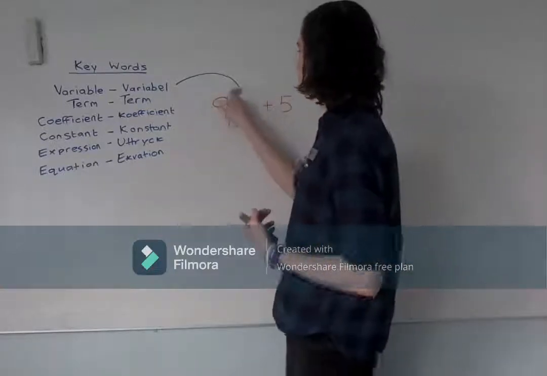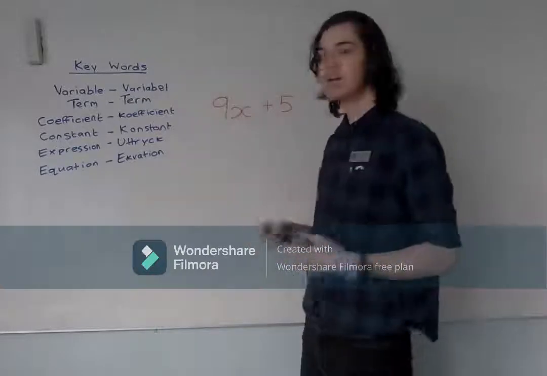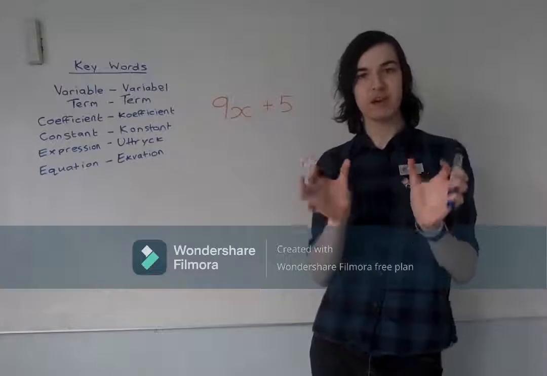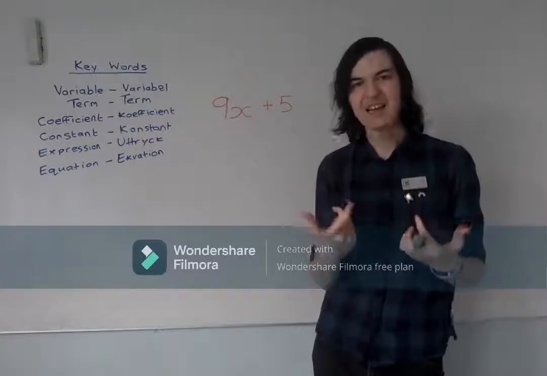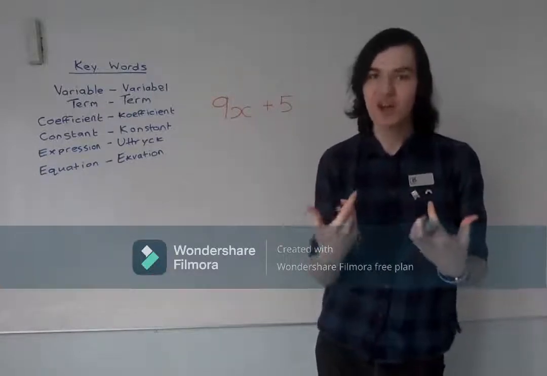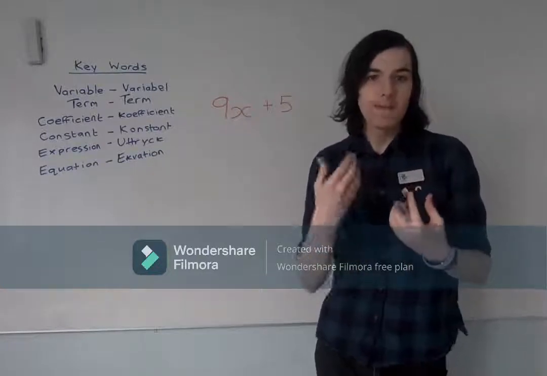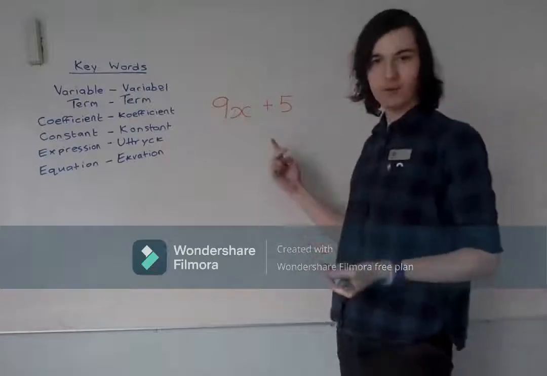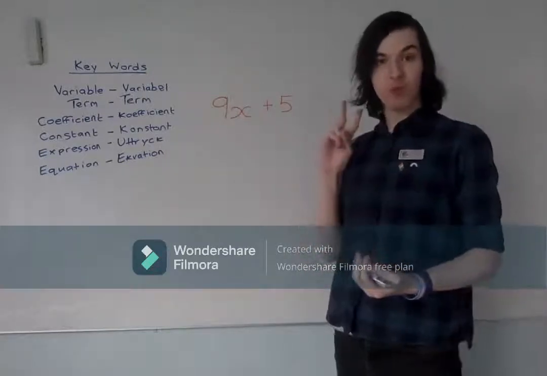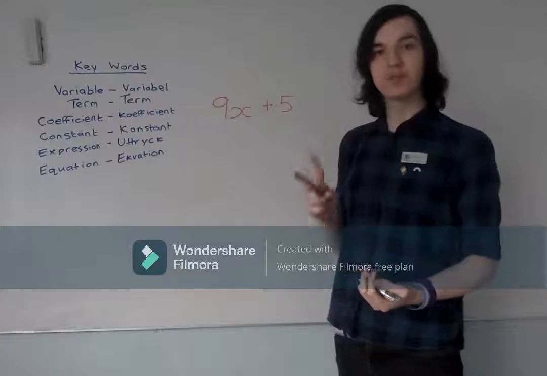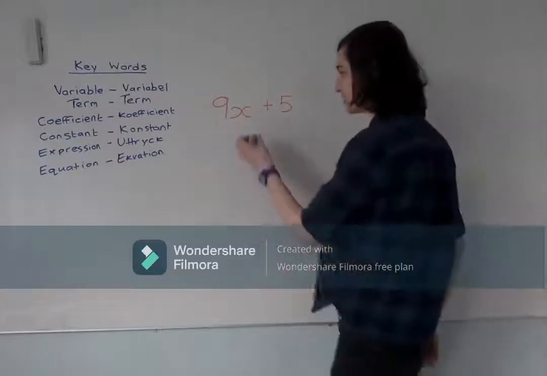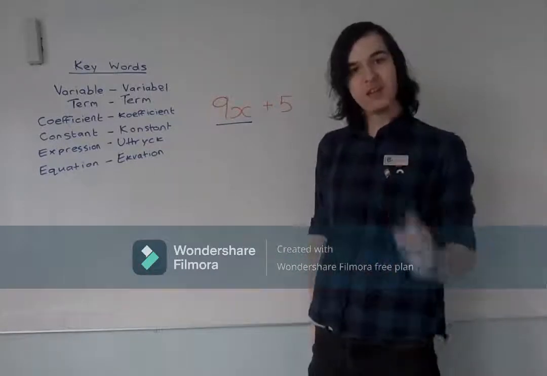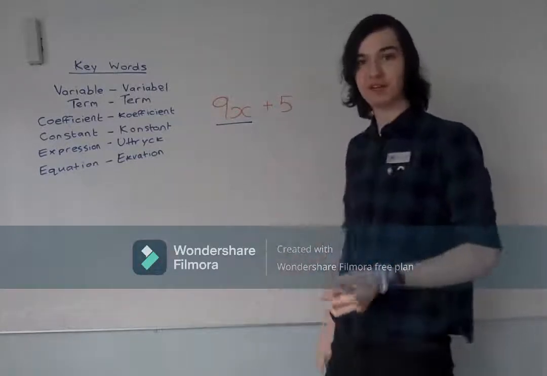Now, moving on to our next part here, we have a term. Now, terms are basically separated by operations. They are basically what makes up our expression or equation. So, in this case, for our example here, 9x plus 5, we actually have two different terms here. Our first term is 9x. 9x is our first term. And then our second term is that pesky 5 right there.